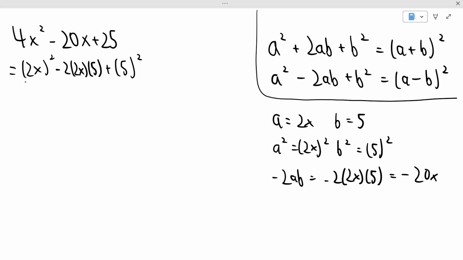And now our expression is in the form a squared minus 2ab plus b squared, where a equals 2x and b equals 5. So this expression can be rewritten as 2x minus 5 all squared. And this is our final answer.